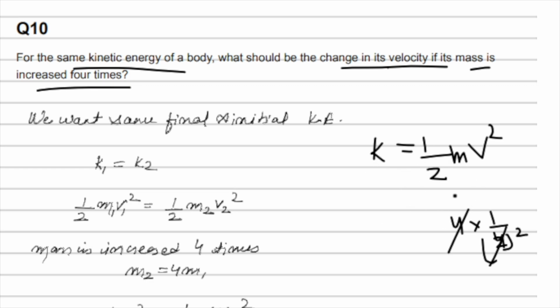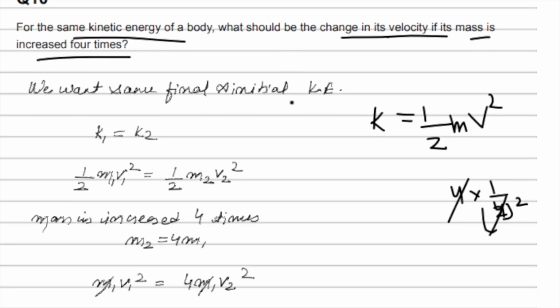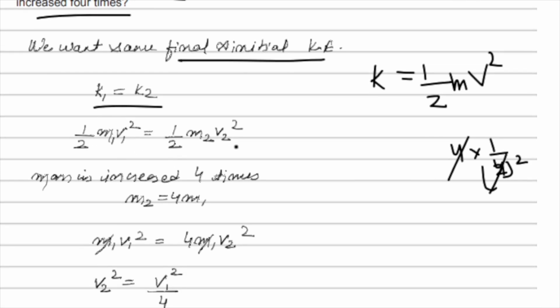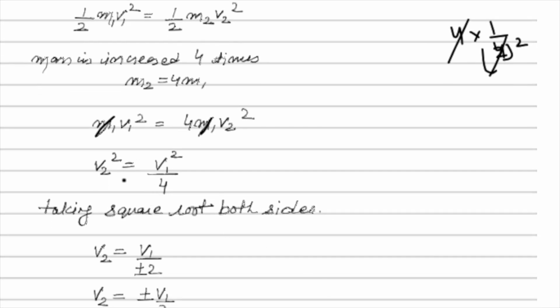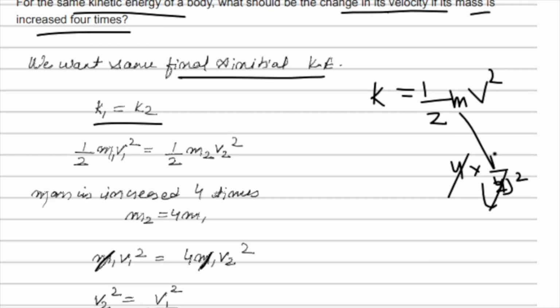So intuition wise, you can solve these kinds of questions, and you can also solve them mathematically. Let's see how. We want the same kinetic energy. Initial kinetic energy K1 is equal to K2. Let's say initial was this and final was this. Mass is increased 4 times, so m2 is equal to 4m1, the final mass. We'll put that. Masses will get cancelled, m1 and m1. And we will get the expression v2 square is equal to v1 square by 4. And we will take the square root. We will get v1 divided by plus minus 2. We will take the positive value, v1 by 2. So the velocity has to be halved. So this is what by intuition we were also getting.